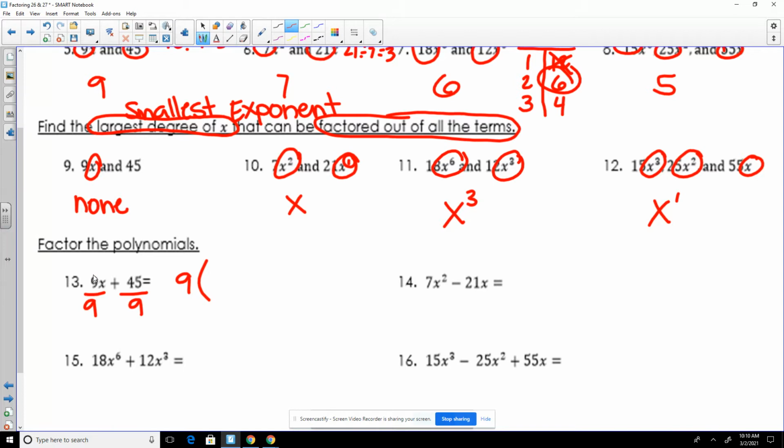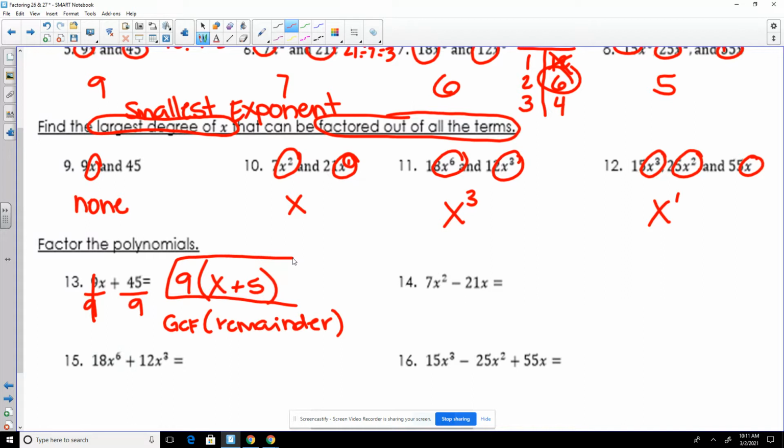9 divided by 9 is 1. My remainder is x. Positive 45 divided by positive 9 is positive 5. So my remainder is positive 5. So what you're writing is the GCF, and in the parentheses, the remainder. So for 13, 9 is the GCF, and x plus 5 is the remainder once you divide out 9 of both terms.